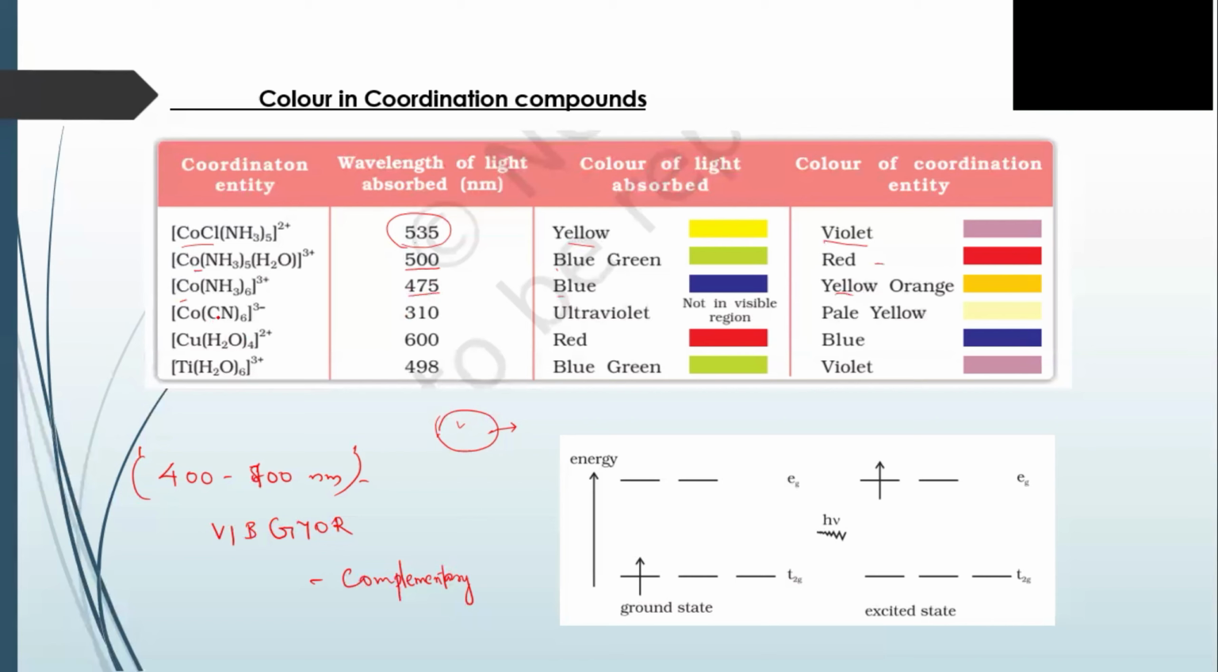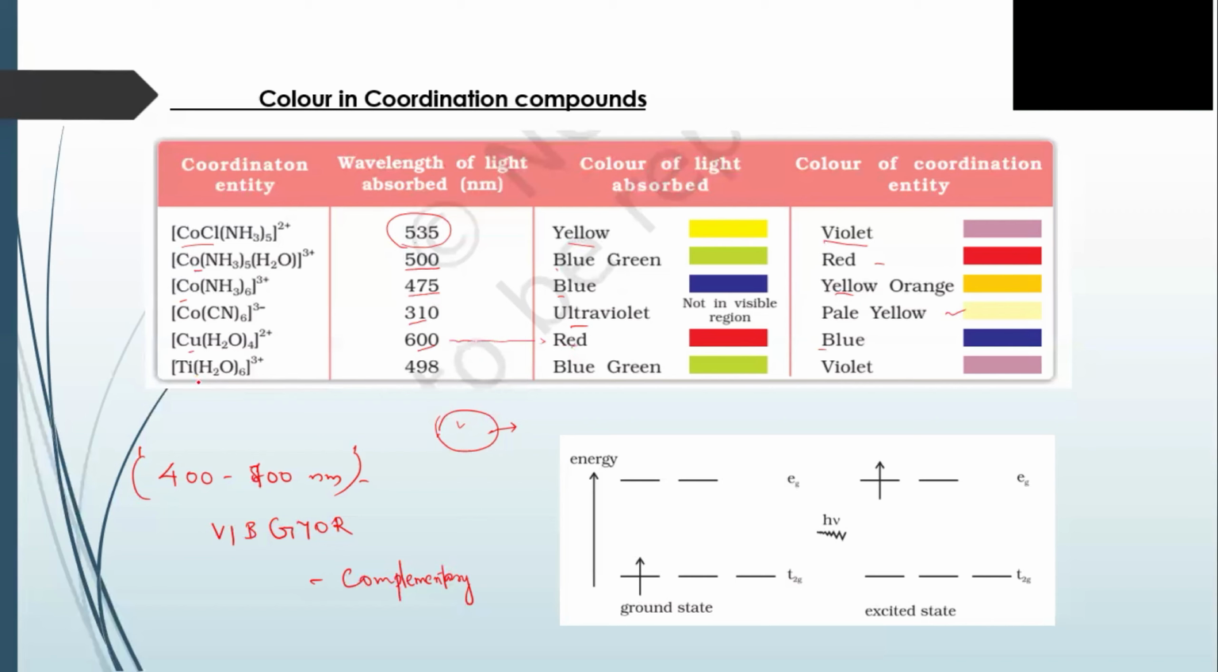Similarly, when the complex's ligand is the CN minus ion, it absorbs ultraviolet radiation of wavelength 310, and it appears pale yellow in color. So for the copper aqua complex, it absorbs a wavelength in the region of 600 nanometer and appears blue because the color of radiation corresponding to 600 nanometer is red.